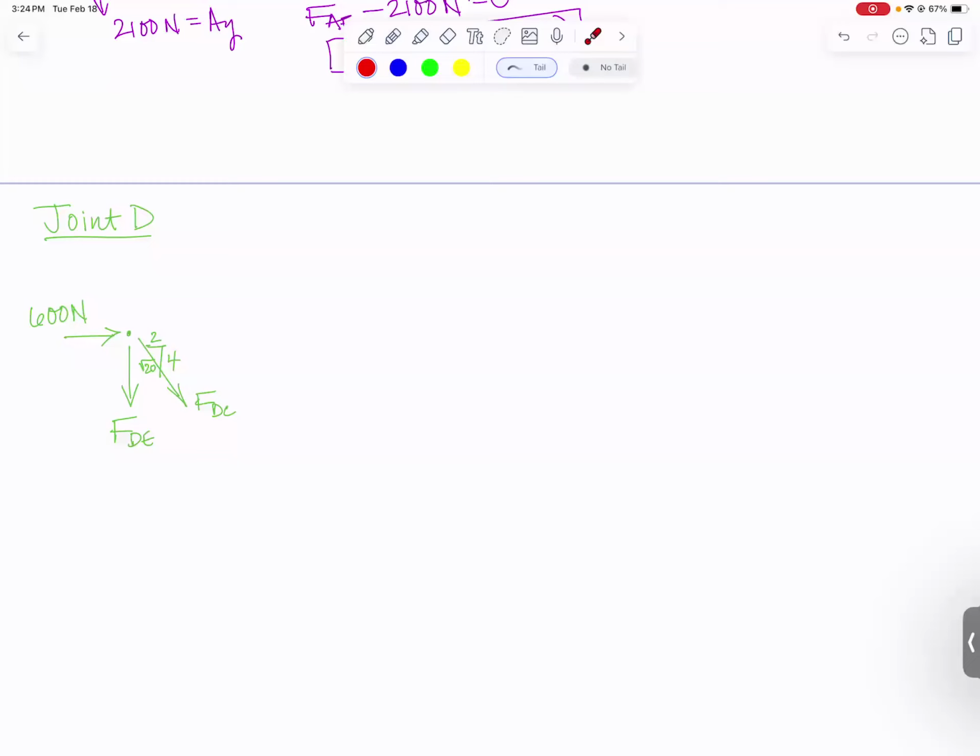Again, for those two unknowns, I just guessed that they were in tension. I think that probably one of them is not in tension. I want to sum forces in the x direction first on this one. The reason for that is that this unknown is in the y direction, so if I sum forces in the x direction, I will only have one unknown. To the right, I've got 600 newtons plus a component of FDC. It's going to be FDC times the horizontal side of that triangle, which is 2, divided by the hypotenuse, which is square root of 20. That has to equal 0.